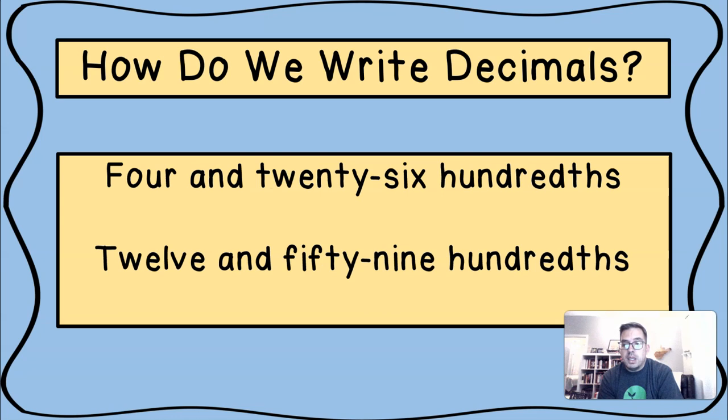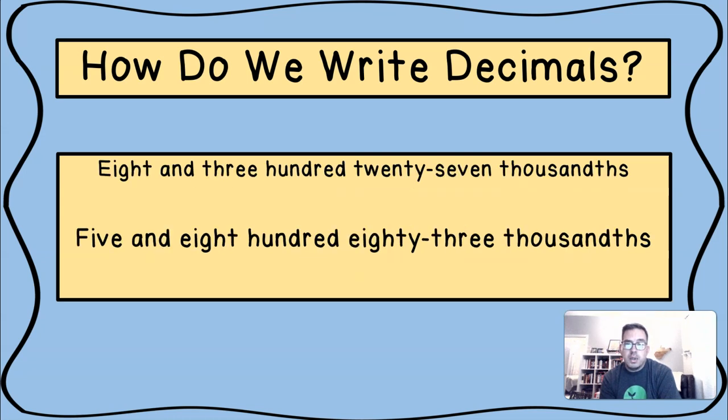Here's some more in the hundredths place, 4 and 26 hundredths. We're going to write a 4. We're going to put a decimal point, because we're writing from word form to standard form. If we were going from standard form to word form, we would write it like we have up here with our words. And we're going to write 26, 4 and 26 hundredths. 12 and 59 hundredths. 12, decimal point for the and, 59 hundredths. And now we're getting to the thousandths place where we're going to need 3 digits.